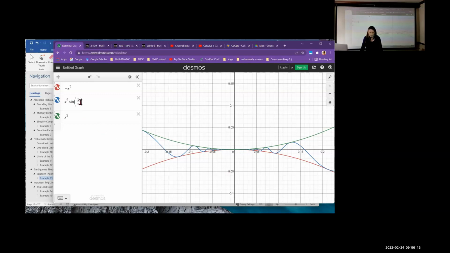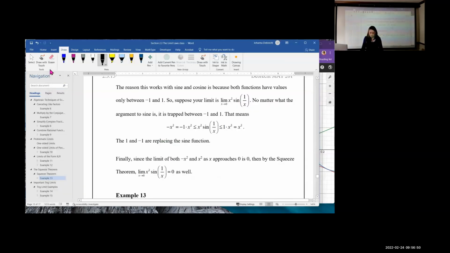We have a graph, x squared sine of 1 over x, that's trapped between negative x squared and x squared because sine only takes on values between -1 and 1. So it's stuck between x squared and negative x squared. And the limit as x approaches 0 of x squared is 0, and the limit of negative x squared as x approaches 0 is 0. Therefore, the limit of x squared sine of 1 over x as x approaches 0 also has to be 0. And that's basically what this says, all right?